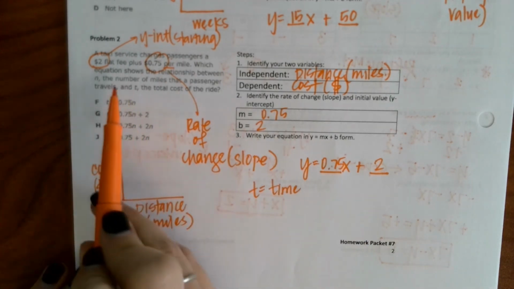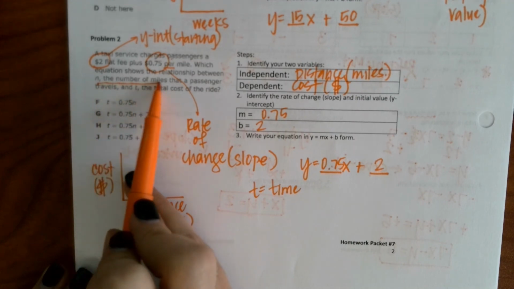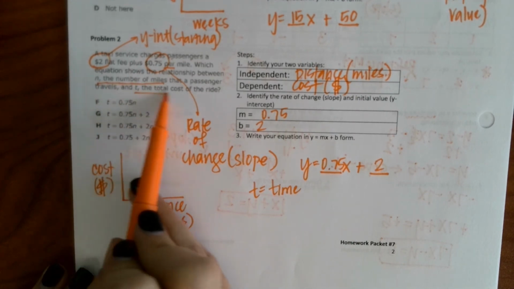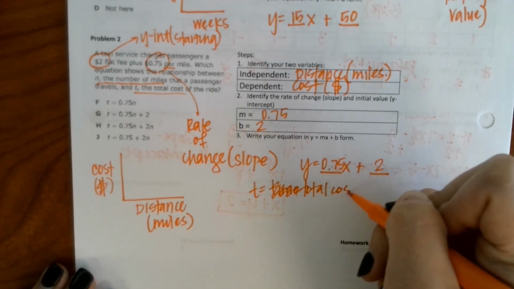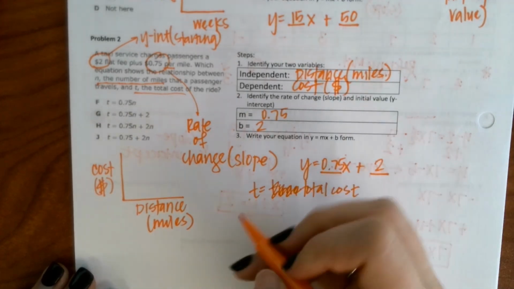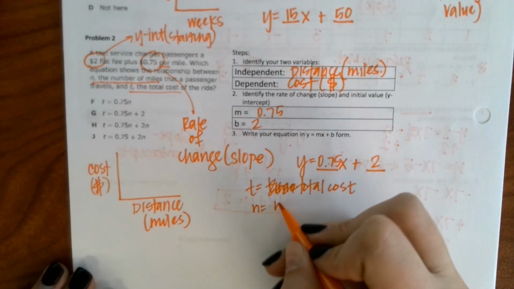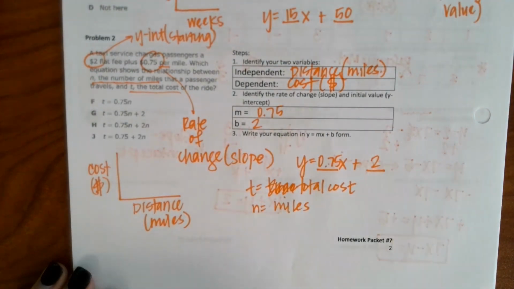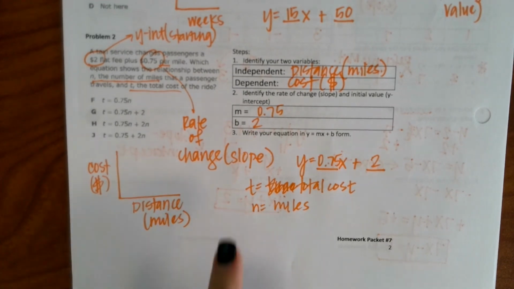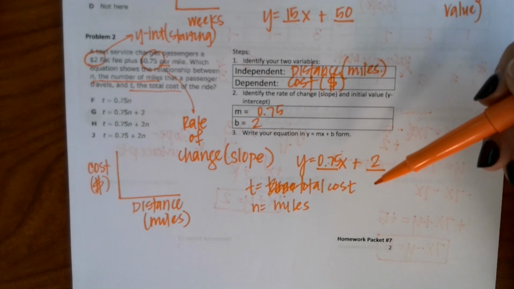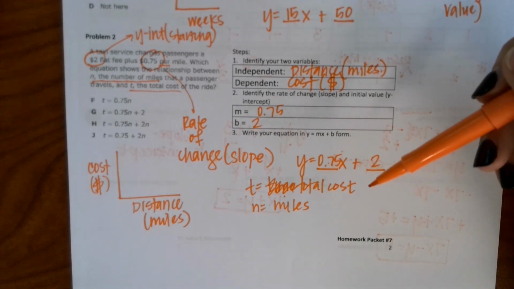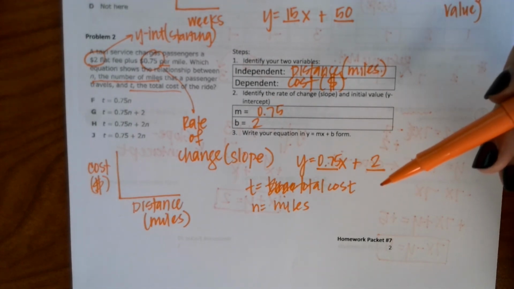Oh, it tells you. N is the number of what? Miles. And T is the total cost. T is total cost. And N is miles. So, what's my answer going to be? If we wrote our equation, 0.75x plus 2. G.